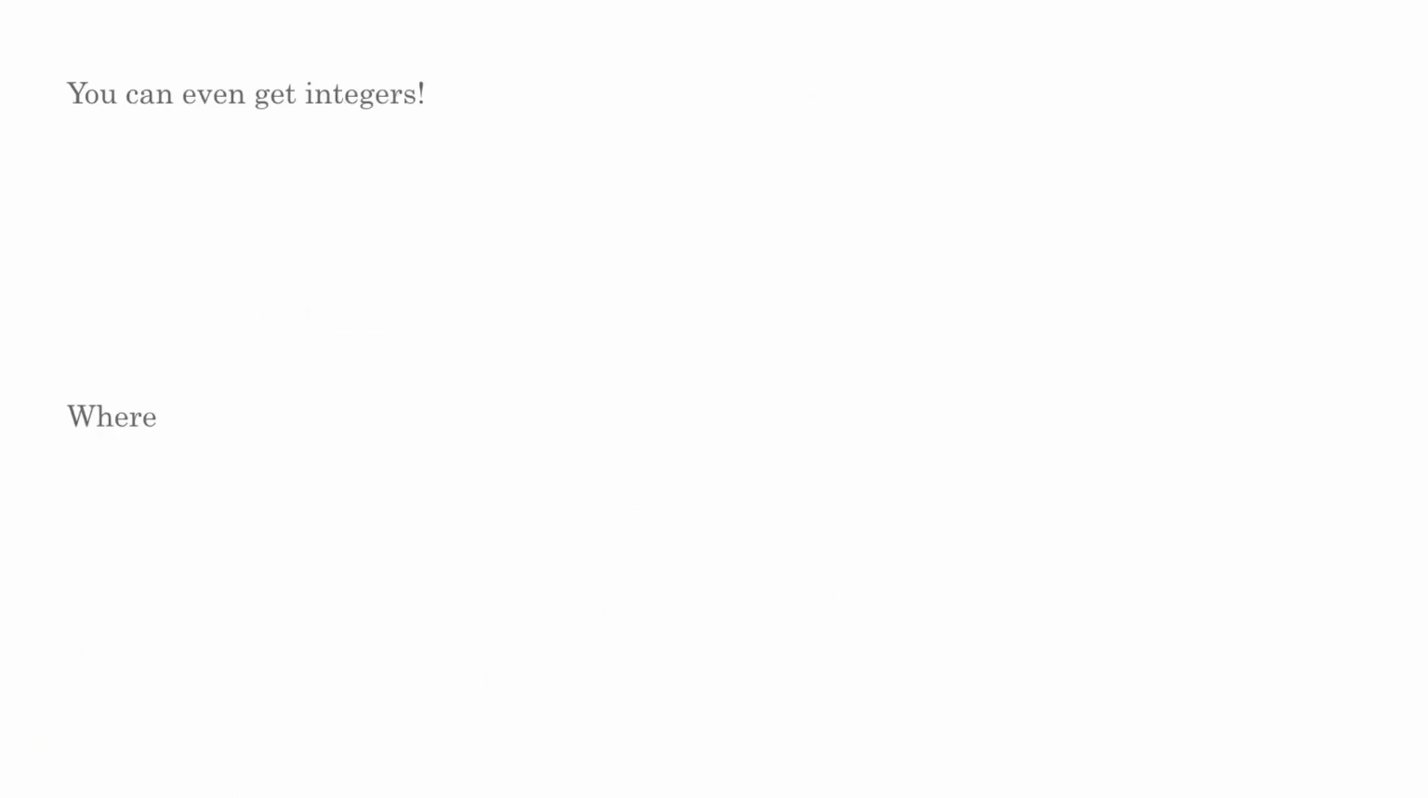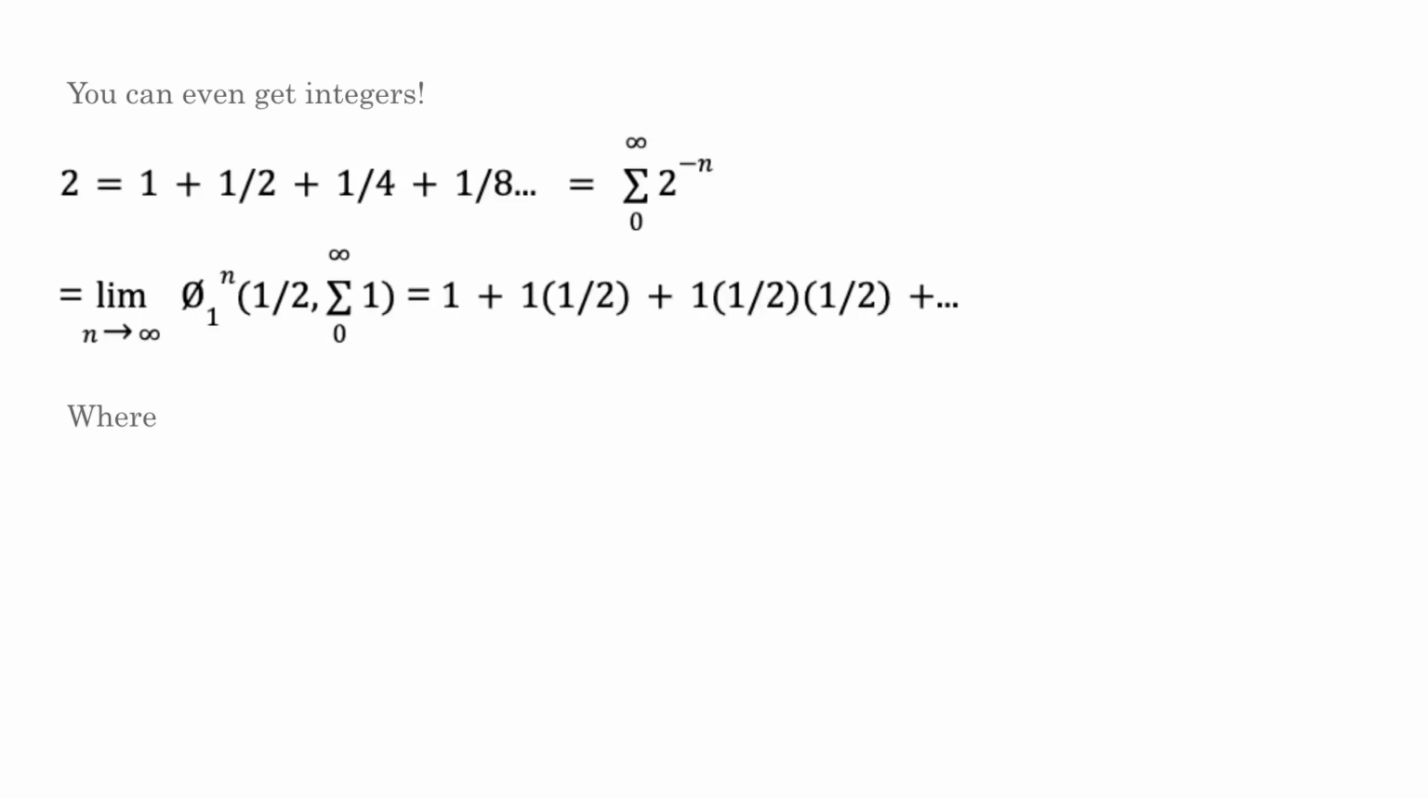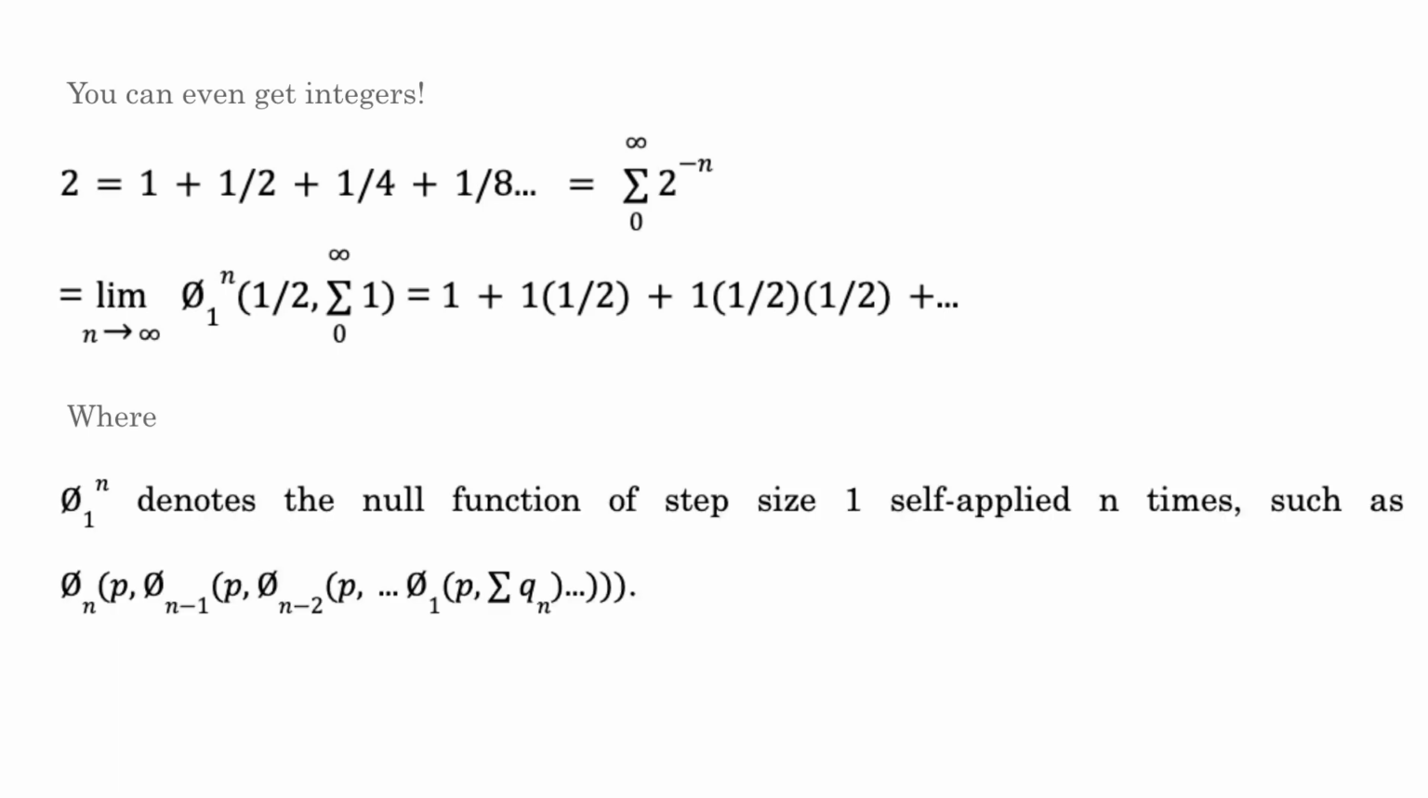Between the null and the void functions, the null function is the more frequent one and the more useful one. You can even get integers from just applying the null function to itself. 2 equals 1 plus 1 half plus 1 fourth plus 1 eighth, etc., which equals the null function with step size 1 being applied n times. As n goes to infinity, 1 half equals a summation of 1, which equals 1 plus 1 times 1 half plus 1 times 1 half times 1 half.